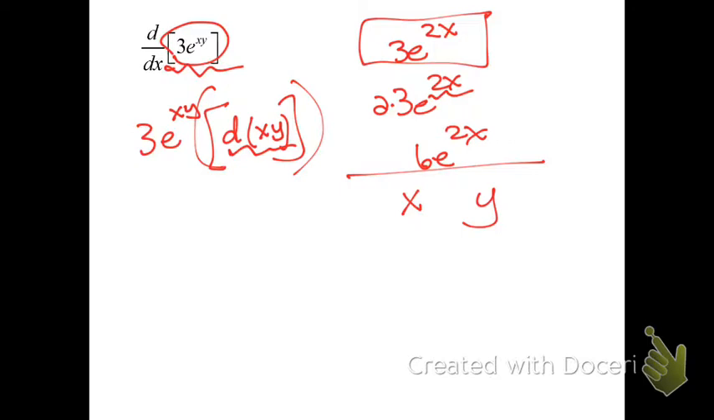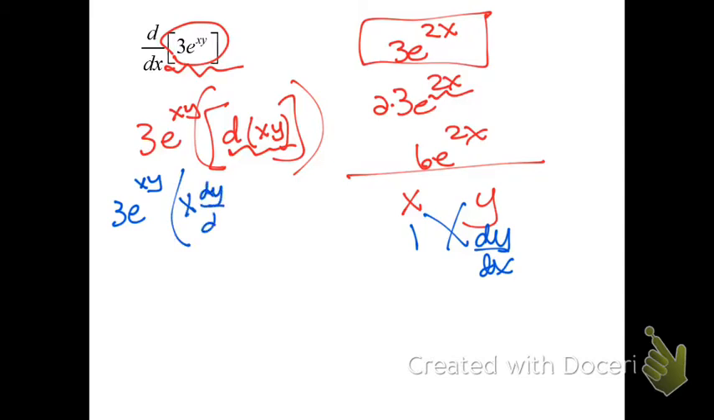Okay? So the derivative of xy, product rule, derivative of x is 1, derivative of y is dy dx. Crisscross, and here's my answer. 3e to the xy times x dy dx plus y. And then, depending on the problem, you may have to distribute and do some other stuff with it. All right, good luck, guys. I have one more. I want you to try this one on your own.